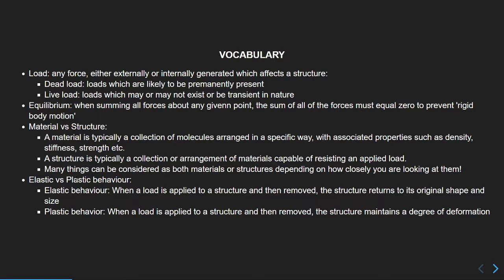Many things can be considered as both materials or structures depending on how closely you are looking at them. So for example, I mentioned before reinforced concrete. Reinforced concrete is concrete, but it's got steel rods running through it. So it's two separate materials, and they exist in a structure because it's two materials in a structure. But when we do analysis on a building, it's not necessary to think of those two things as separate. We can think of them as one and the same material that has a certain type of property.